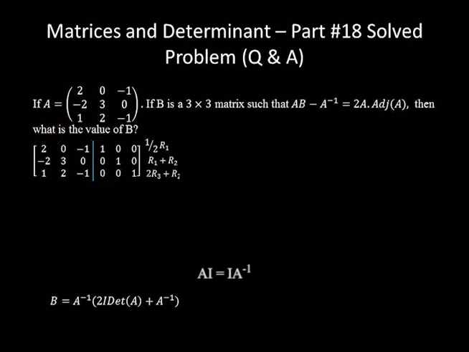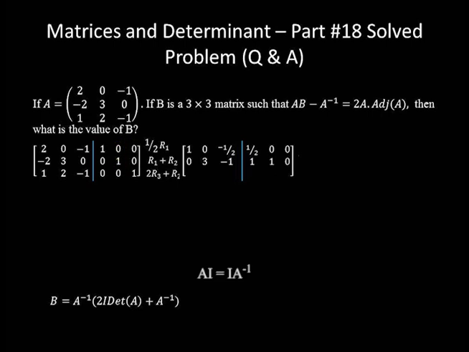Multiplying row 1 elements by 1 over 2 gives us 1, 0, negative 1 over 2, 1 over 2, 0 and 0. The sum of row 1 and row 2 gives us 2 plus negative 2 equal to 0, 0 plus 3 gives us 3, negative 1 plus 0 equal to negative 1, 1 plus 0 is 1, 0 plus 1 is also 1, and 0 plus 0 equal to 0.